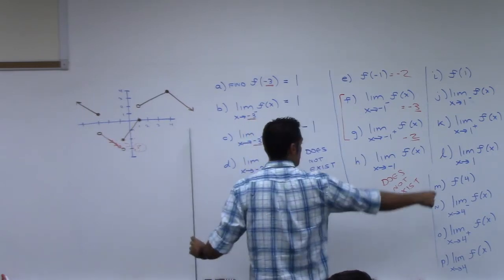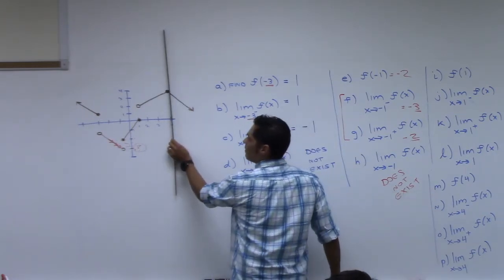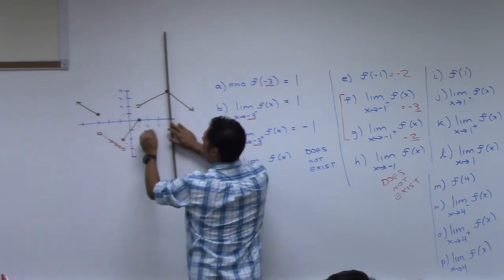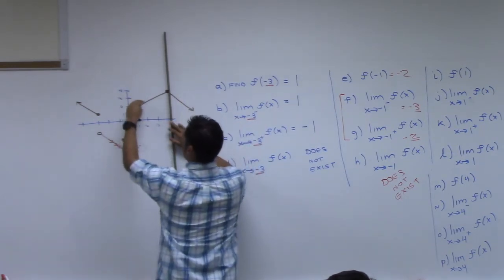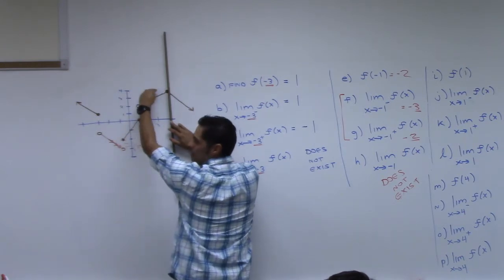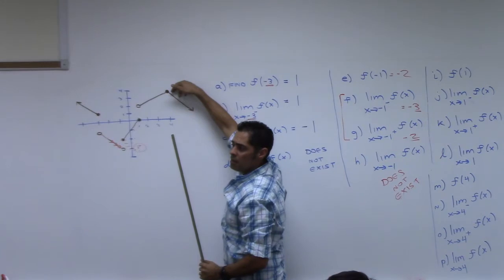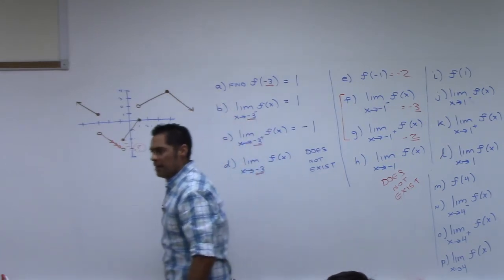How about the next one is 4, right? So here's 4. From the left, where are we headed? It depends. I mean, it looks like about here somewhere, right? I wanted it to be 4, but who cares? And then from the right, same thing, right? Okay, that's all we're doing.